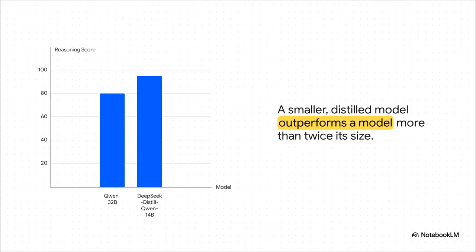And the results? Honestly, they're staggering. Just look at this. The distilled model, a 14 billion parameter model, significantly outperforms a state-of-the-art 32 billion parameter model. Let that sink in. A model that is less than half the size is quantifiably smarter on the target task. That right there is the power of distillation.